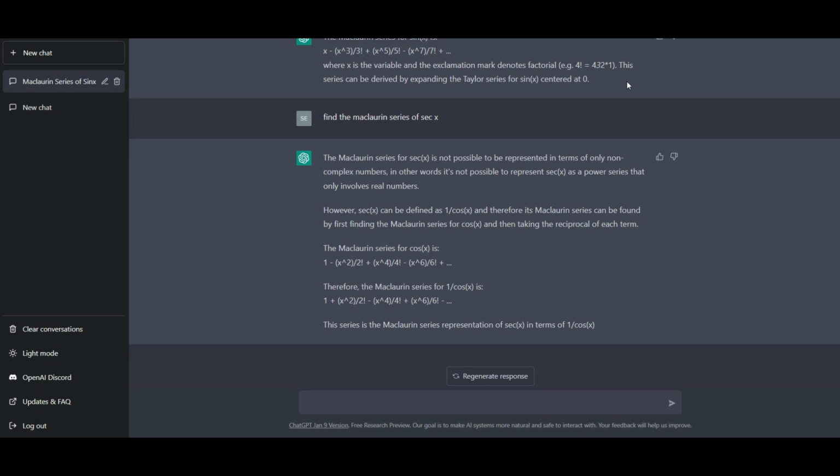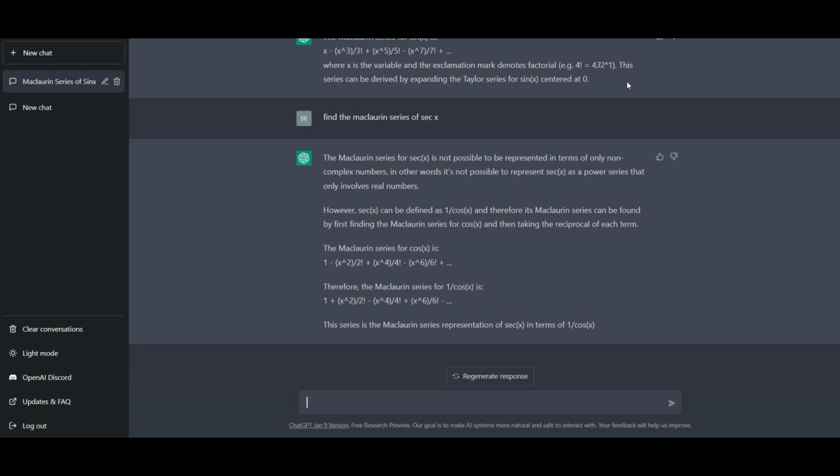I think that the second paragraph is a little bit contradicting to the first paragraph, because if we can find the Maclaurin series of 1 over cosine x which contains no complex numbers, it kind of contradicts the first paragraph, because the first paragraph says that the Maclaurin series of secant x is not possible to be represented in terms of only non-complex numbers. Apparently, the Maclaurin series for 1 over cosine x is 1 plus x squared over 2 factorial minus x to the power 4 over 4 factorial plus x to the power 6 over 6 factorial.